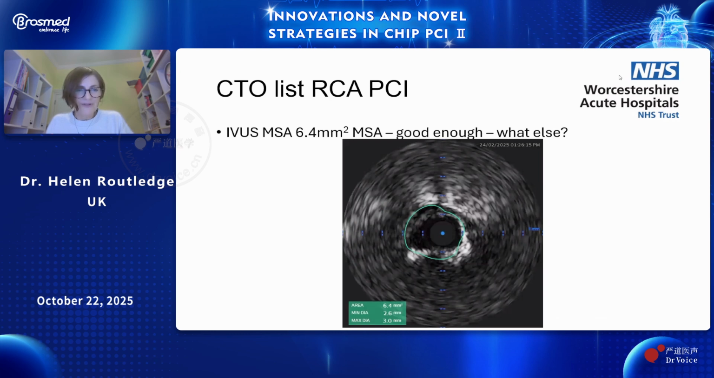And IVUS afterwards, minimum stent area of 6.4. We felt we'd done as much as we could. I'm not sure whether it's good enough. I am pessimistic that this might come back, but I'm not sure what else there is with that constrained area and stent that we could do.